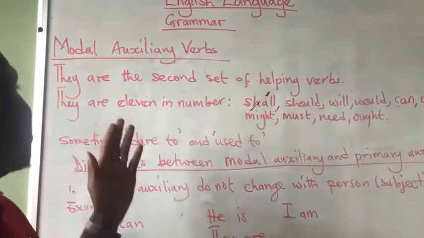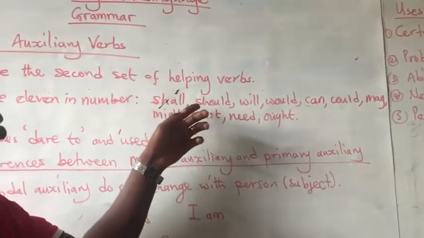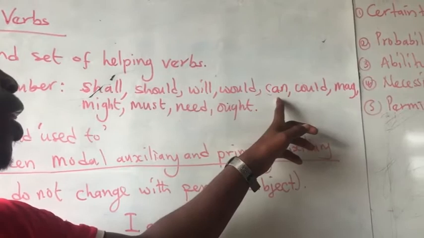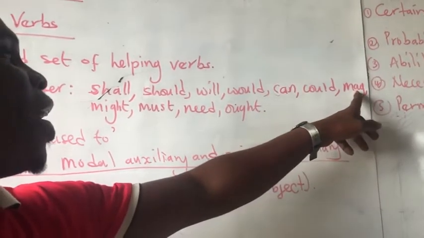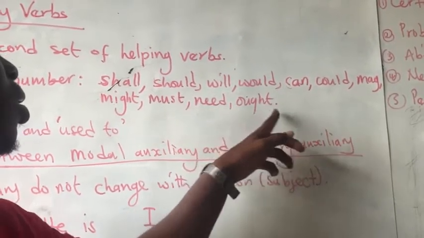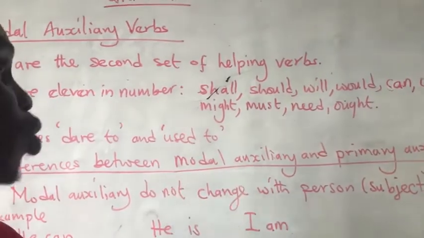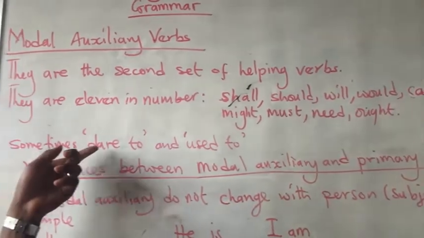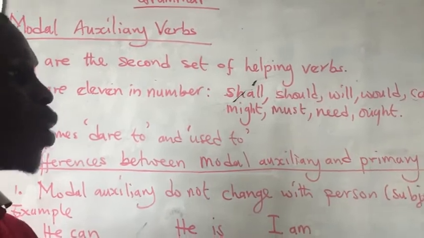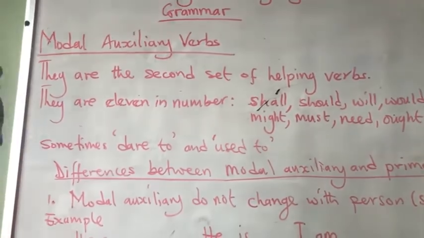Now, the modal auxiliary verbs are 11 in number. Let's look at them. We have shall, should, will, would, can, could, may, might, must, need, and ought to. They are 11. If you count them, you will realize they are 11. As you go higher, they will add something to it. That is, they will add dare to and used to. But at this level, we are going to look at only the 11 and we'll look at how they are used so that you will know how to use them when you're expressing yourself. That is the most important thing.